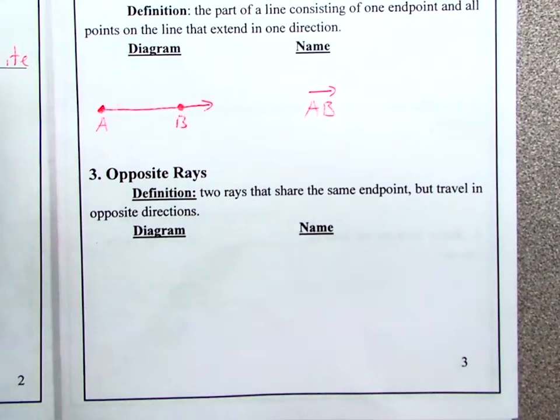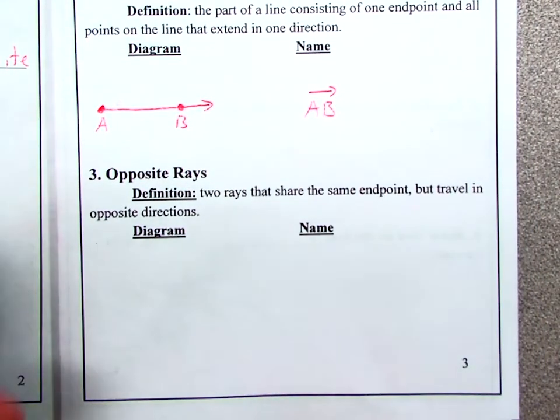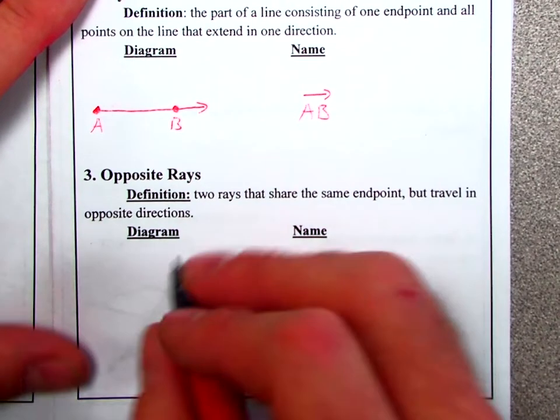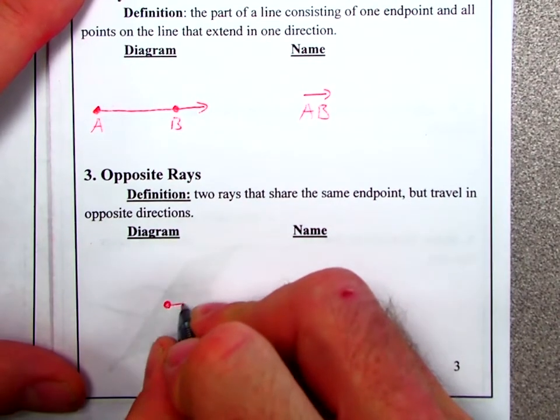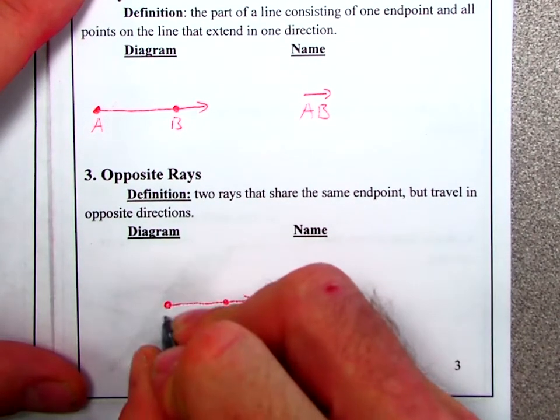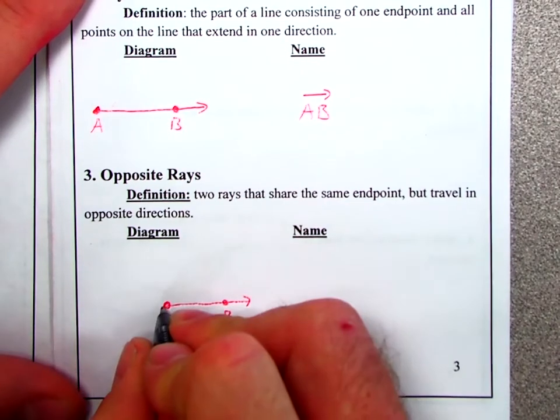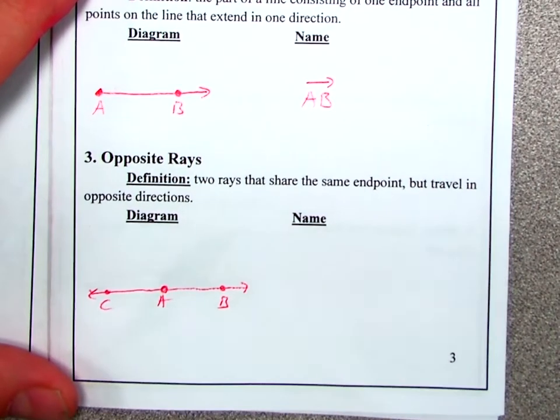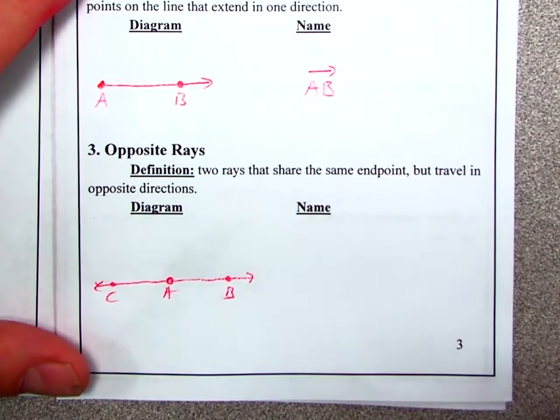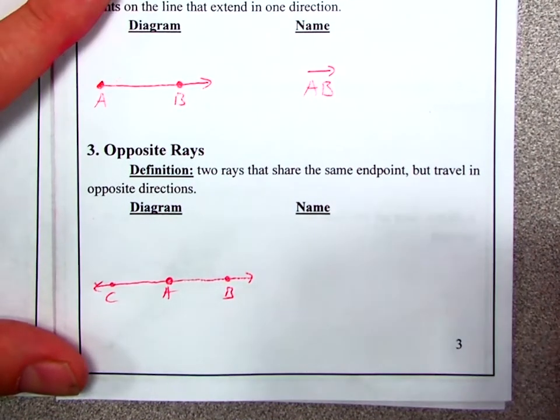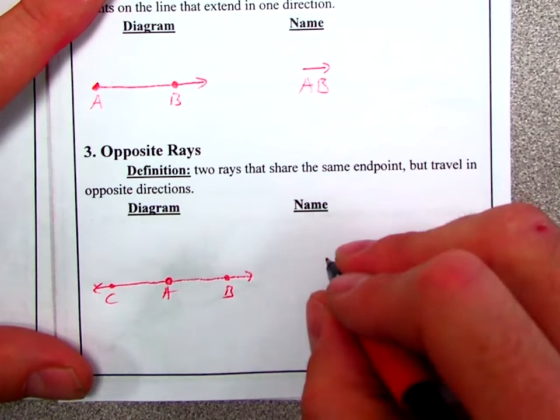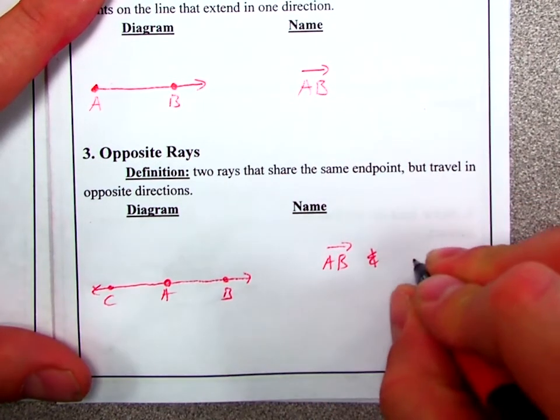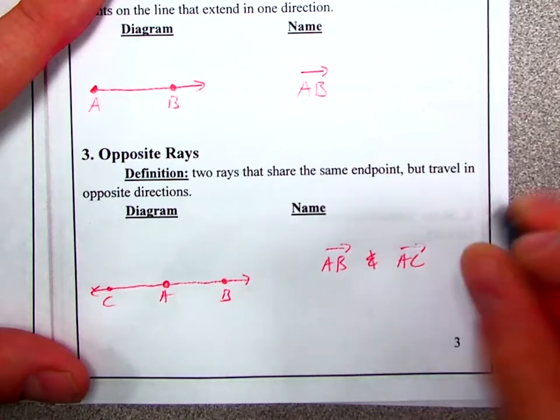Okay, opposite rays are just simply two rays going in opposite directions, starting from the same endpoint. So maybe we have A as our endpoint going in that direction, so we have ray AB, and in the opposite direction, we have ray AC. So when we name opposite rays, we're just describing two rays, ray AB and ray AC.